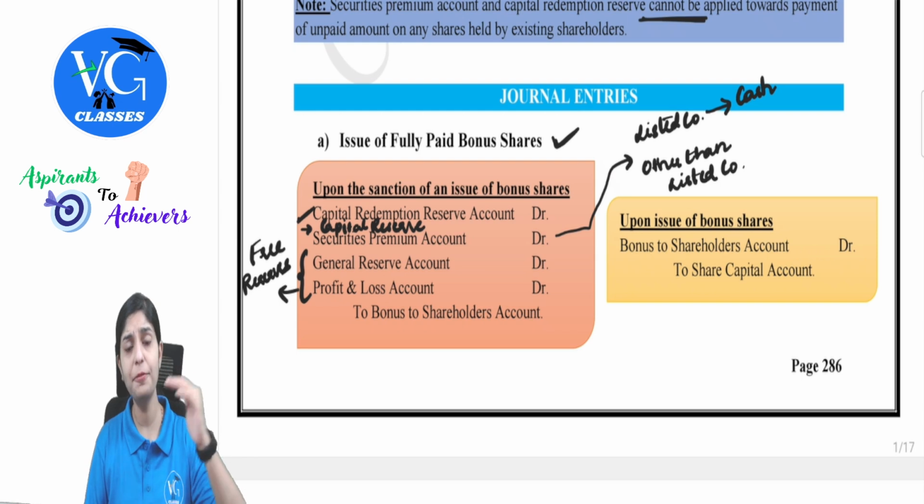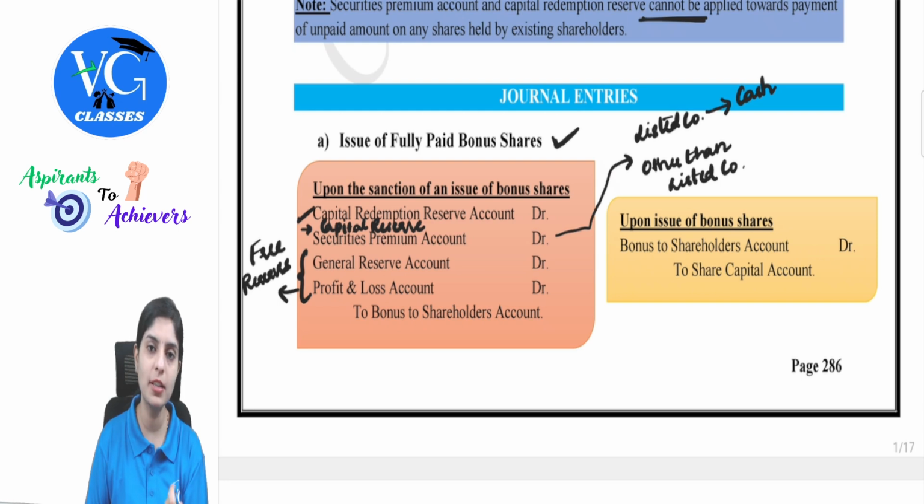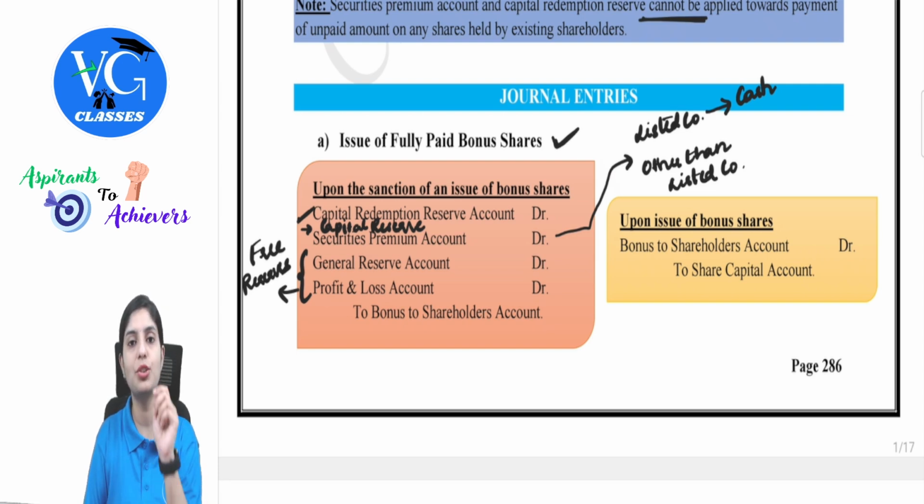Clear? After providing from all of these reserves, if there is still excess amount required, we'll make use of free reserves. What is included in free reserves? Your general reserve balance and profit and loss account balance. Free reserves means these reserves have no specification that they should be used for a particular purpose. That's why they are considered free reserves. So this is the utilization of reserves.